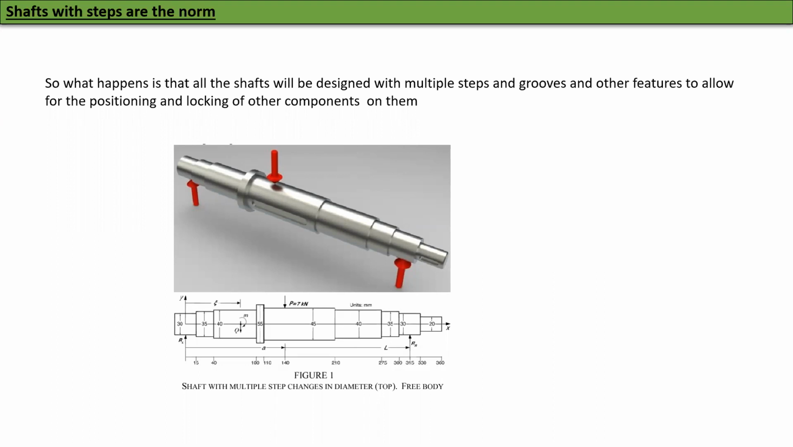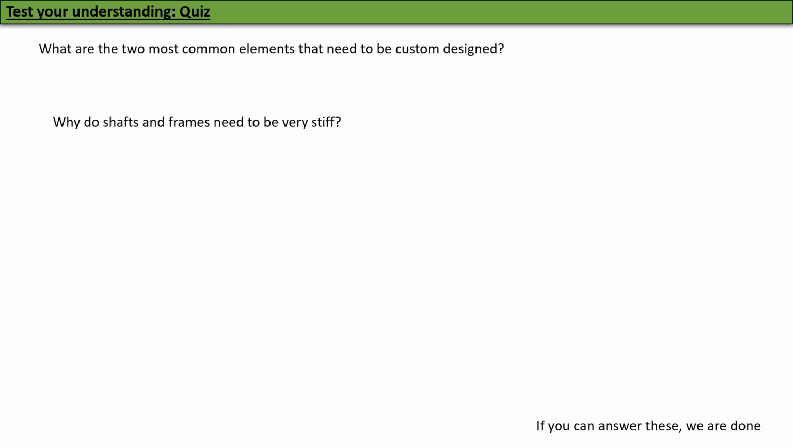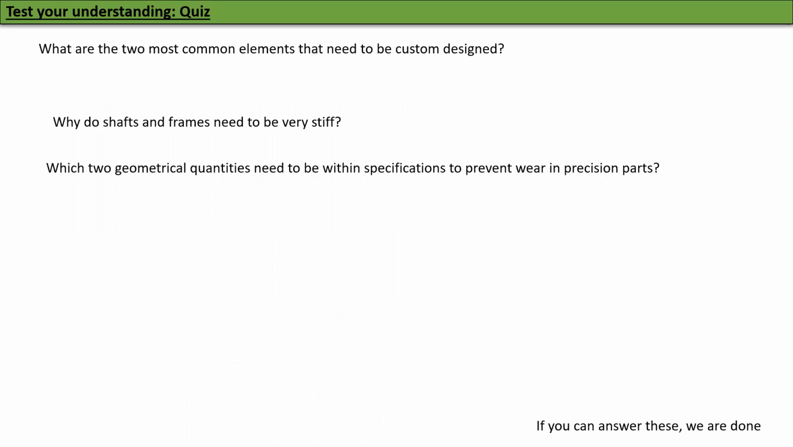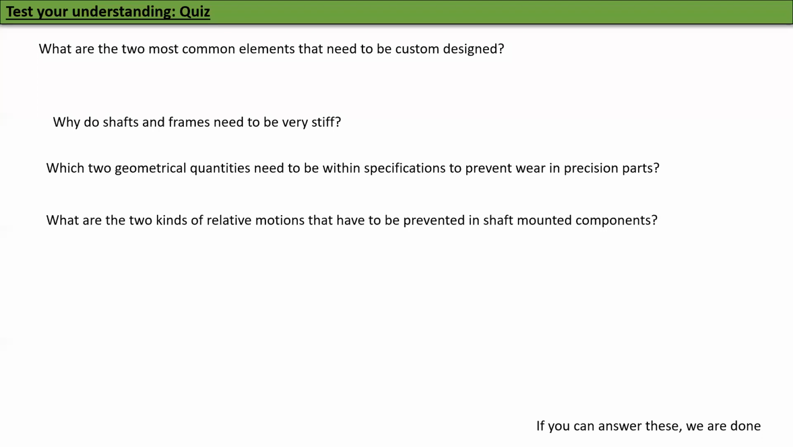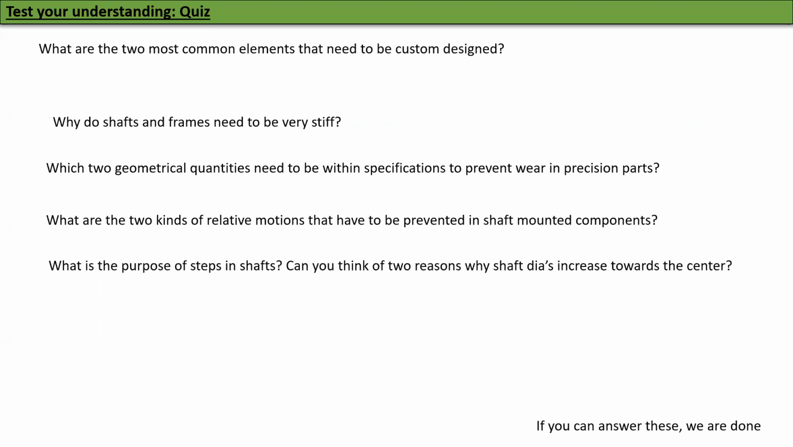So test your understanding, quiz time. What are the two most common elements that need to be custom designed? Why do shafts and frames need to be very stiff? Which two geometrical quantities need to be within specifications to prevent wear in precision parts? What are the two kinds of relative motions that have to be prevented in shaft mounted components? What is the purpose of steps in shafts? Can you think of two reasons why shaft diameter increases towards the center?